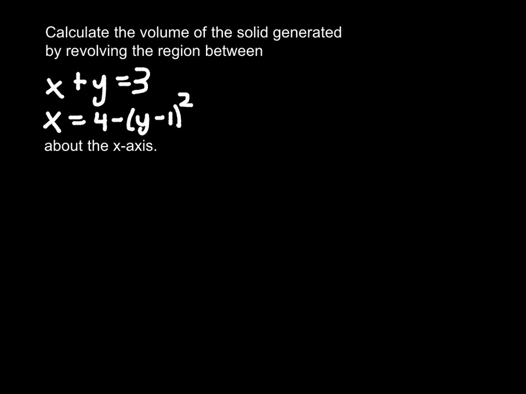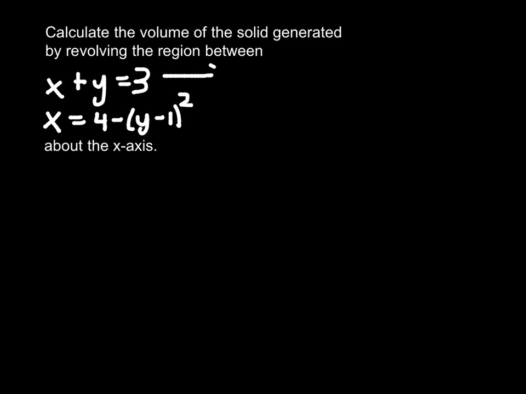Okay, so we're to calculate the volume of the solid generated by revolving the region between x plus y equals 3 and x equals 4 minus the quantity y minus 1 squared, and we're going to revolve that about the x-axis.